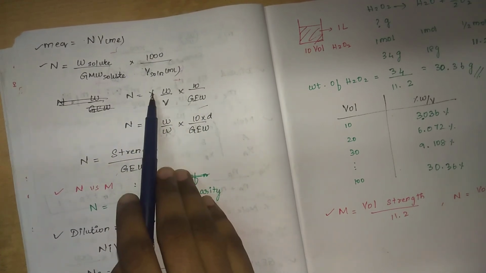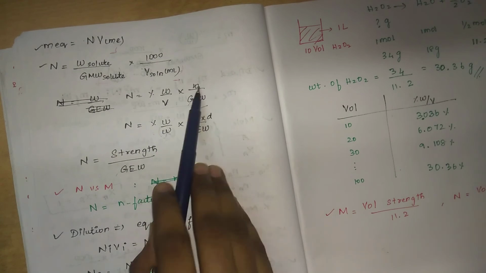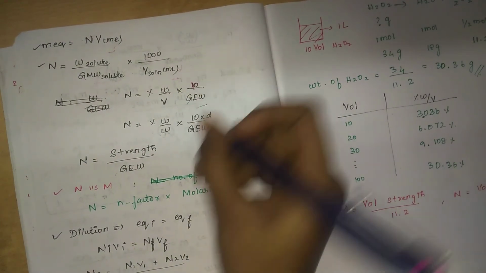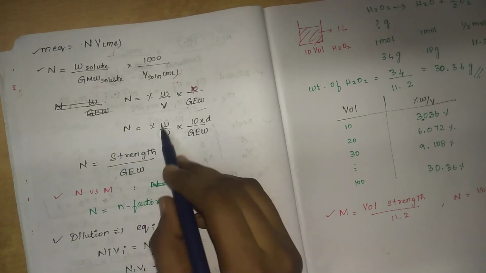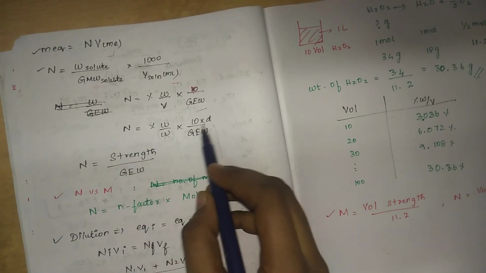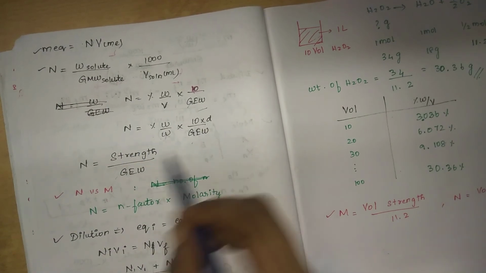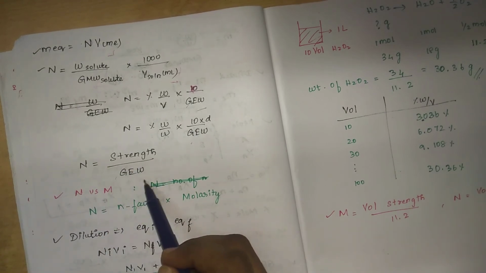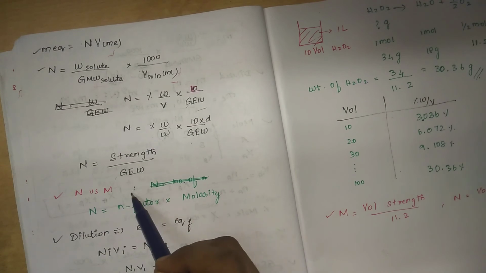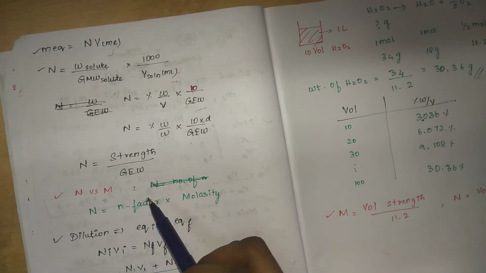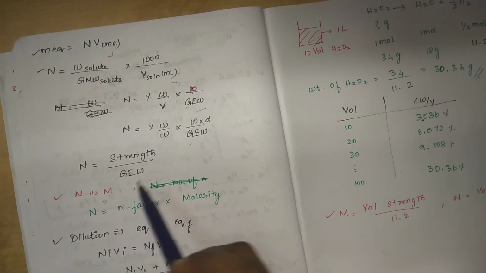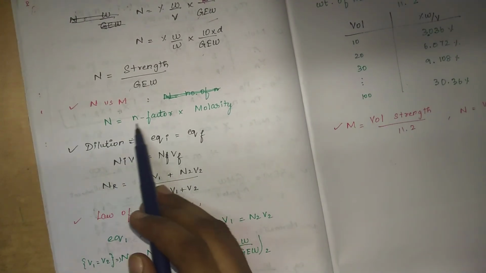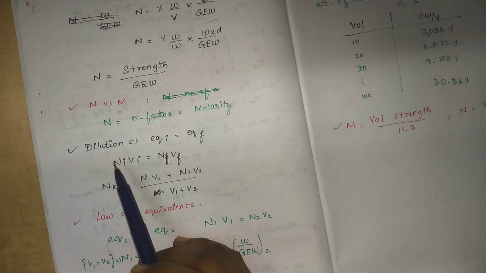Other formulas are percentage weight by volume into 10 divided by gram equivalent weight. Then percentage weight by weight into 10 into density divided by gram equivalent weight gives the normality. Another formula is strength divided by gram equivalent weight, which is similar to the molarity formula, strength divided by gram molecular weight. So what is the relation between normality and molarity? Normality equals n factor into molarity.